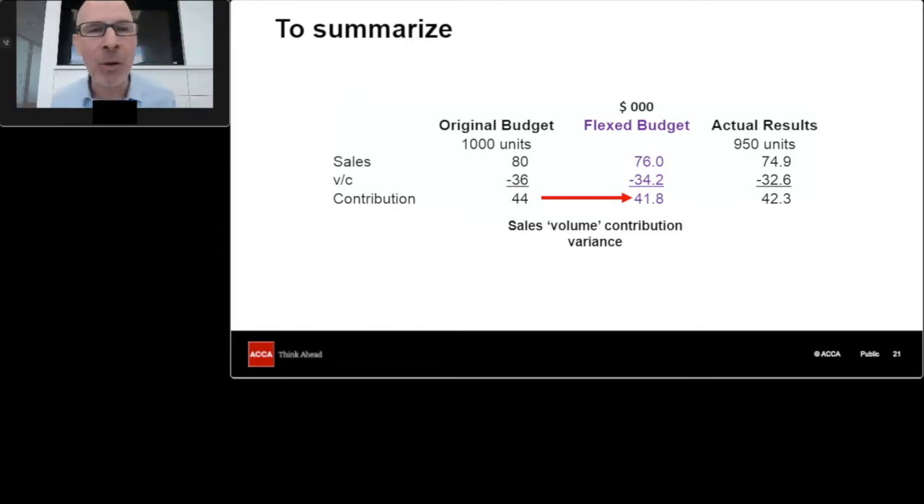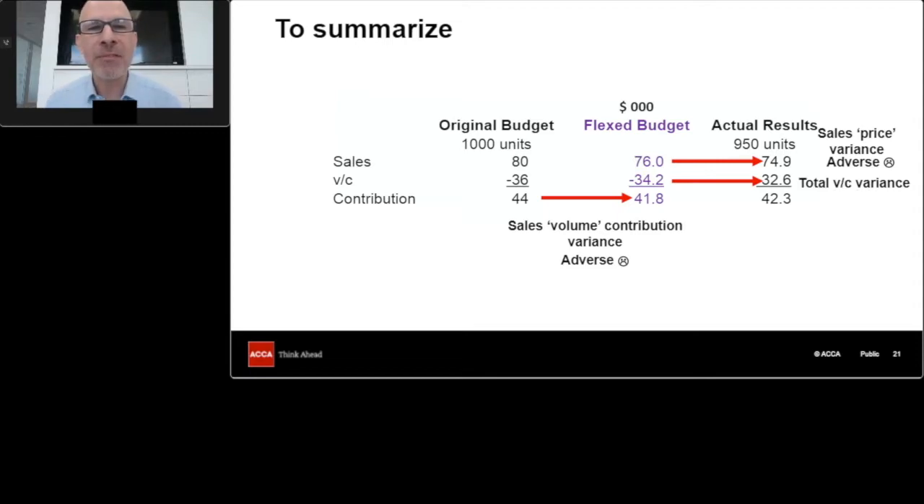Okay, guys? Now, once that is out of the way, we move to the sales price variance. We look at the flexed versus the actual. And we see again, that's adverse. And then we can look at variable costs from flexed to actual. And we see the total variable cost variance is favorable.